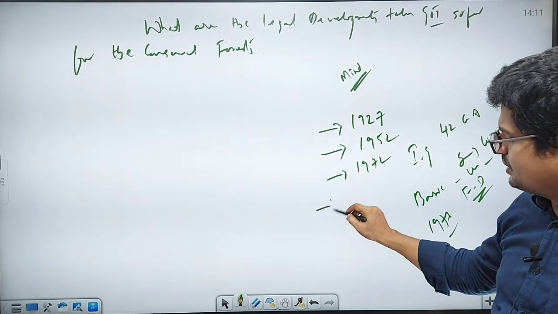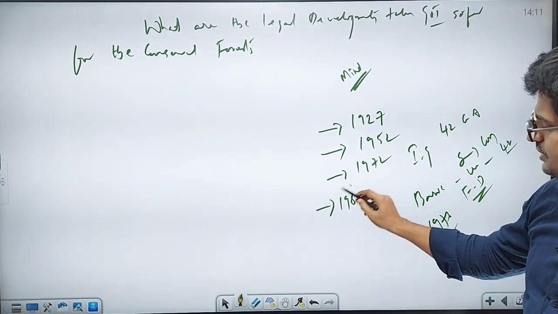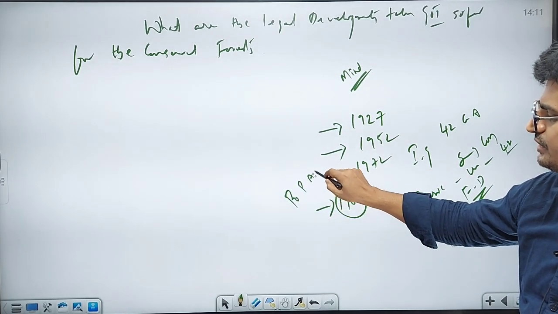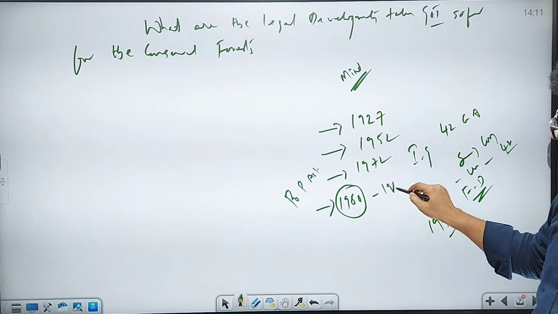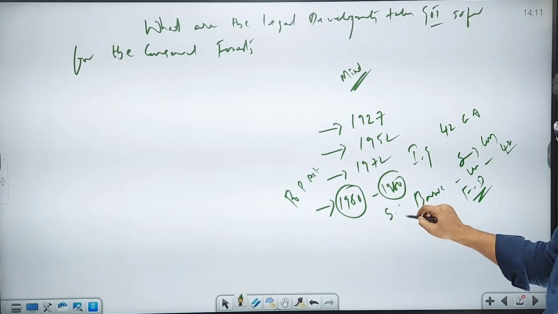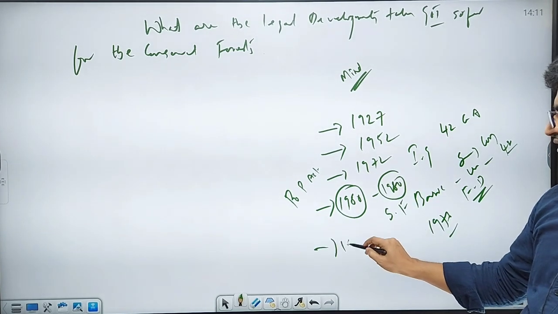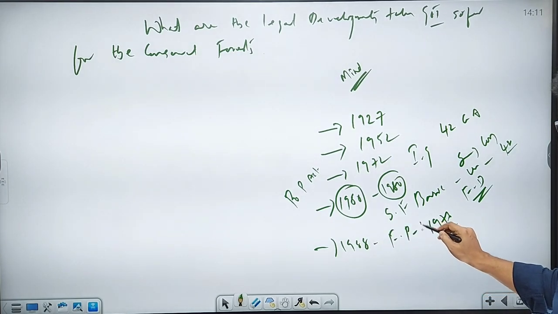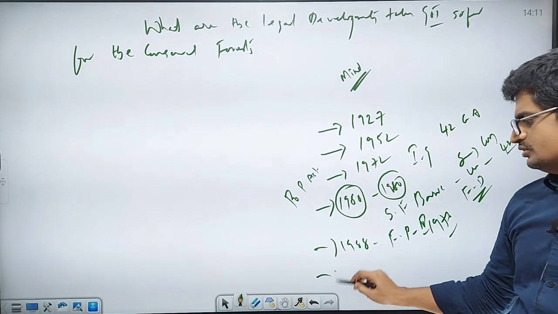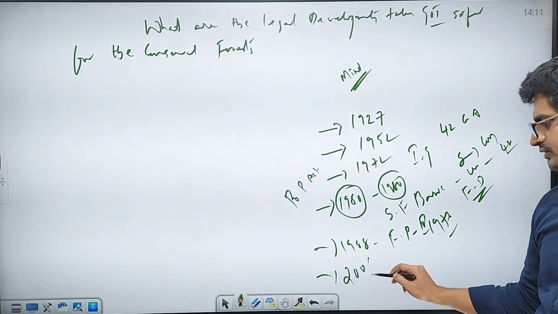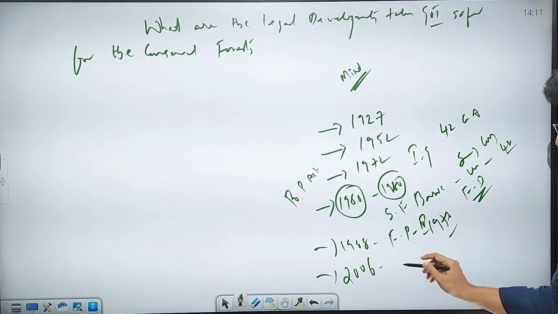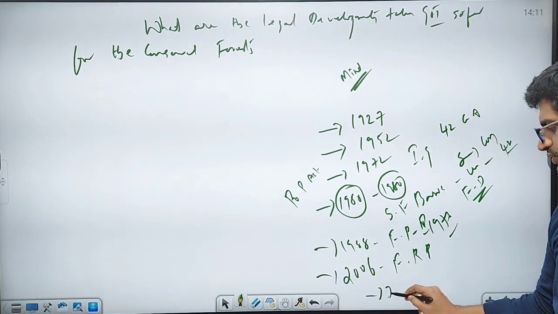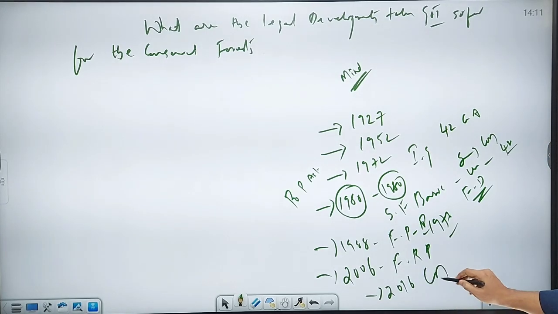And then what? 1980, important, Forest Protection Act. 1980, Social Forestry. 1988, Forest Policy of India 2. 2006, Forest Rights Protection Act, and 2016, CAMPA Act.